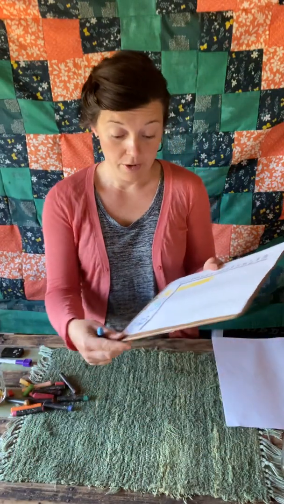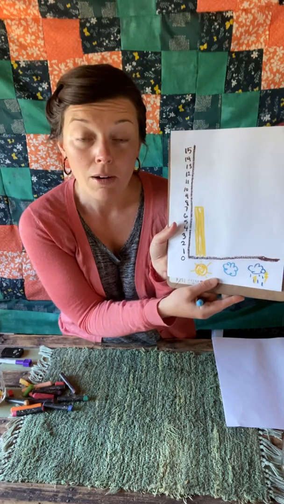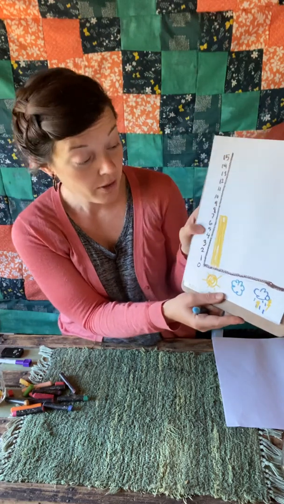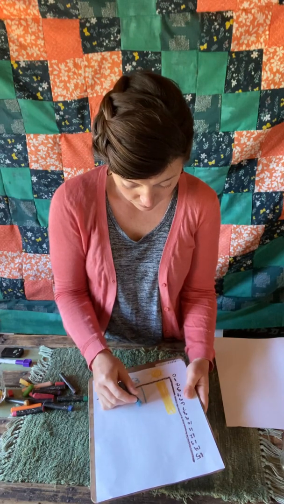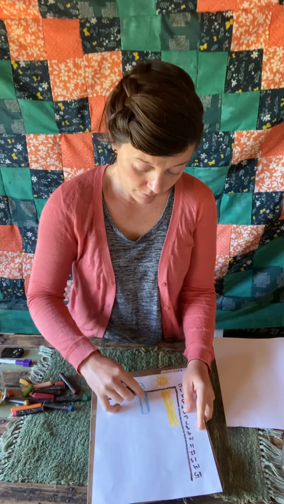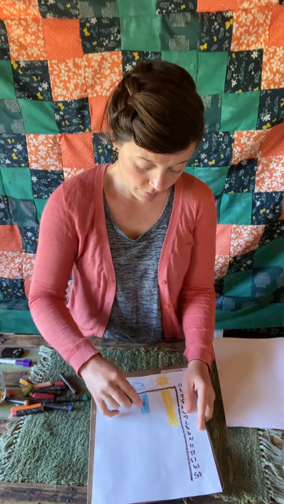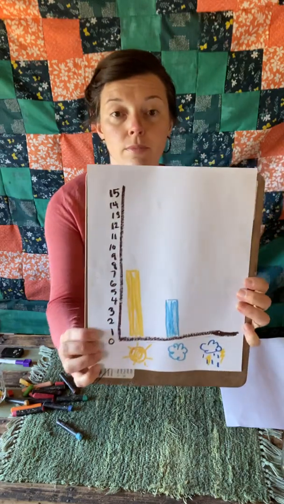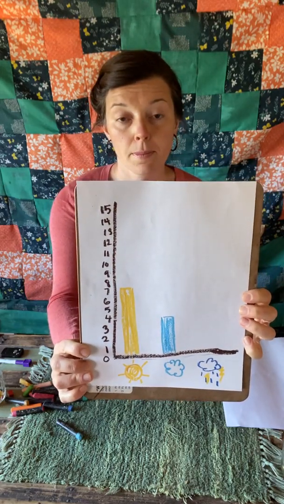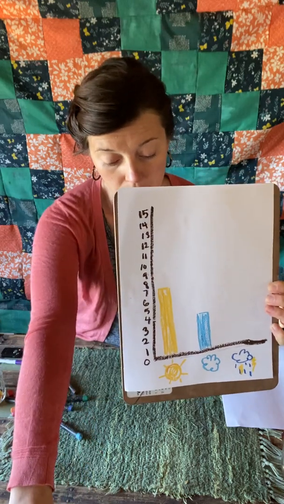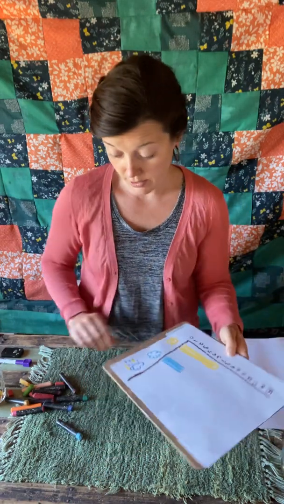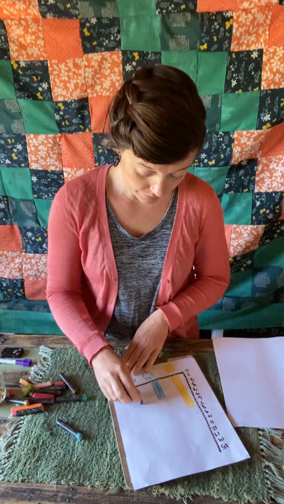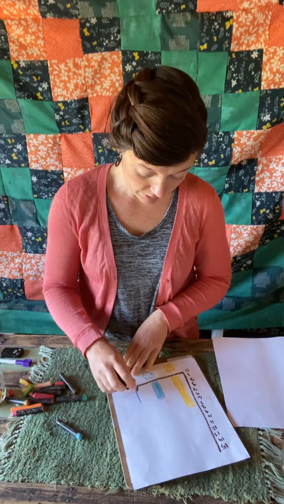All right, cloudy days. I recorded 4 at my house. So I'm going to draw my rectangle bar up to 4. I recorded 4 days of rainy and stormy weather. So I will do the same thing for that category.